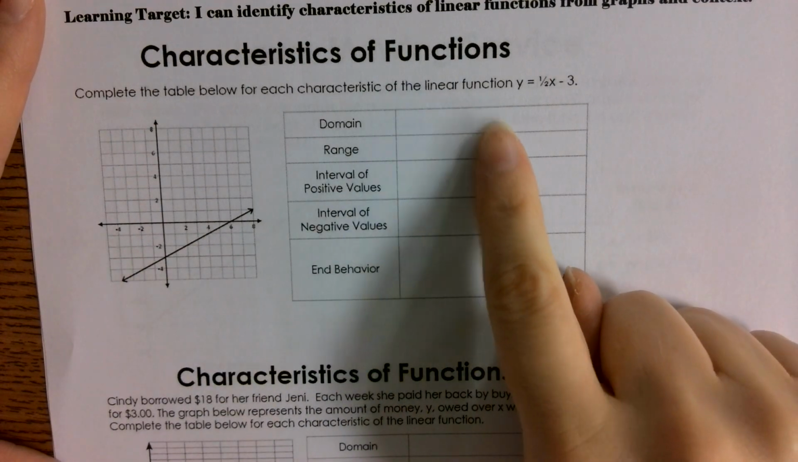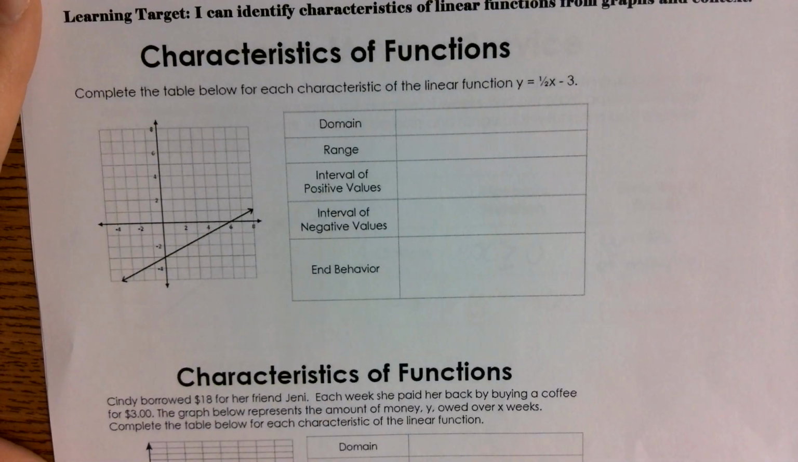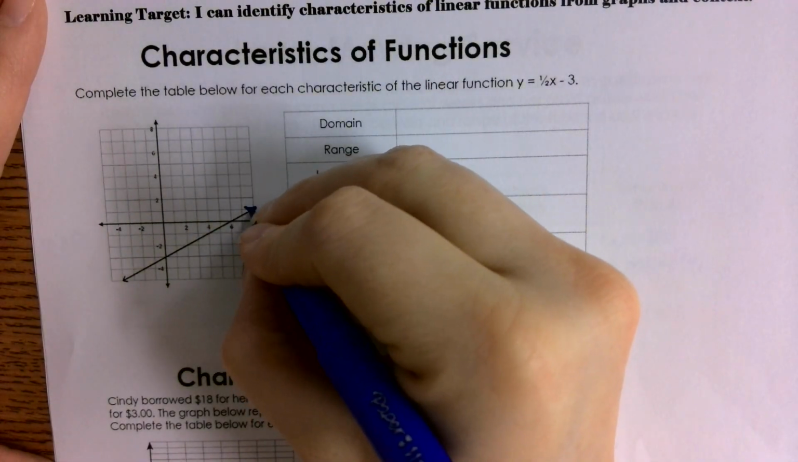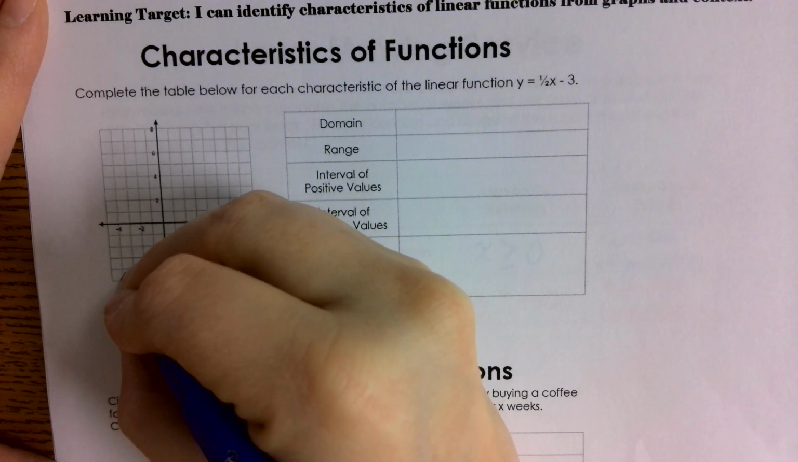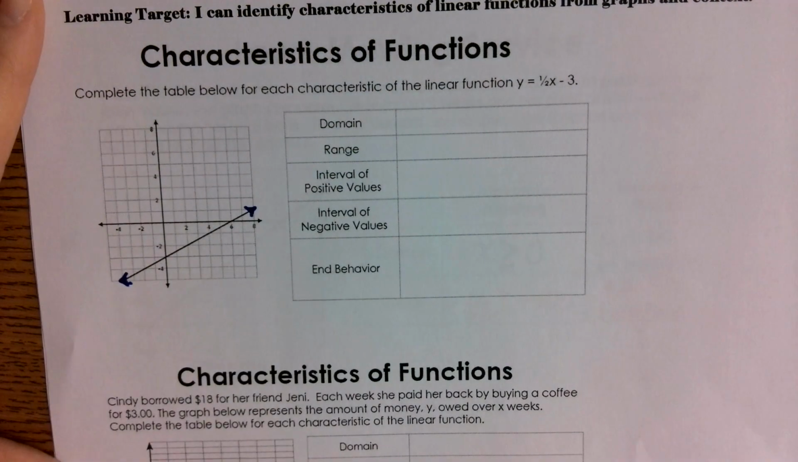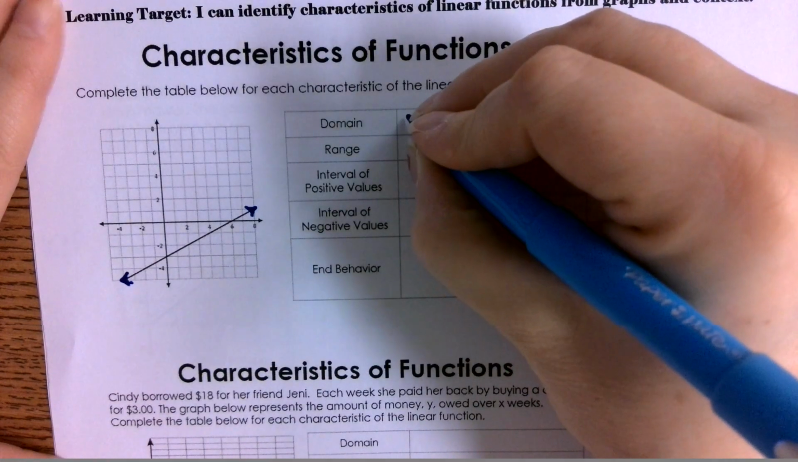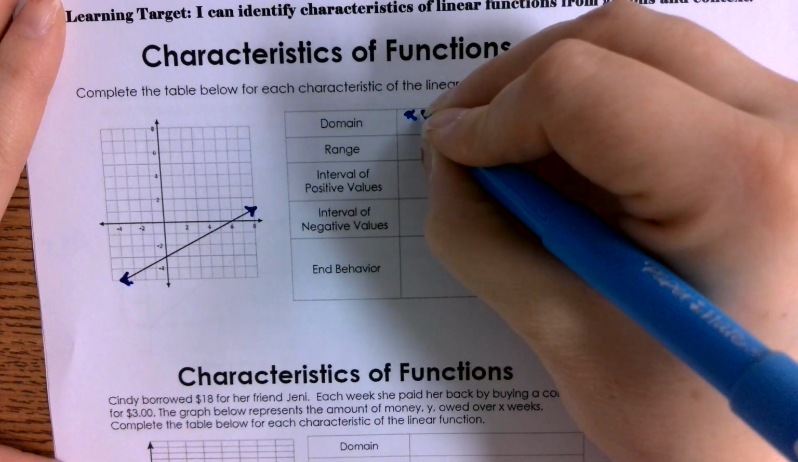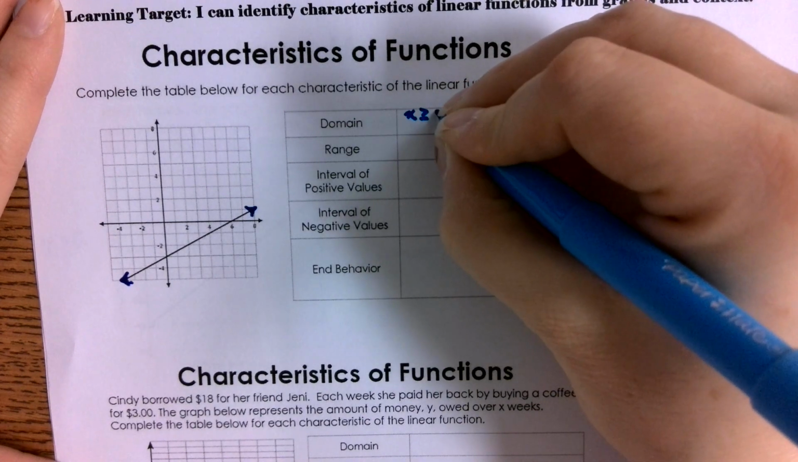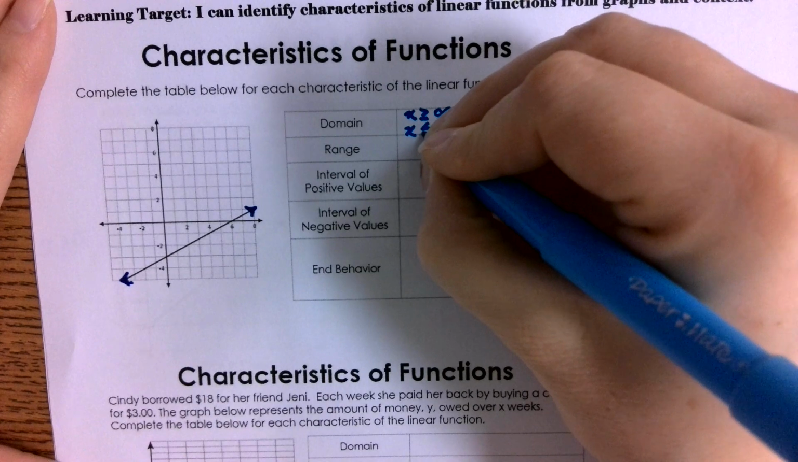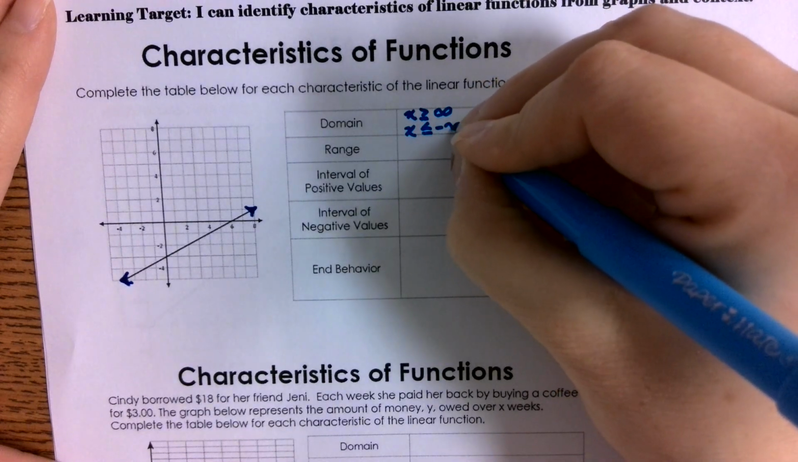Okay, so for our domain, in this situation, our domain, which is our x values, we have arrows on both ends. So in a situation like that where you've got arrows on both ends, it means it's continual in both directions. So that means that x is going to be greater than or equal to a positive infinity, and x is also going to be less than or equal to a negative infinity.